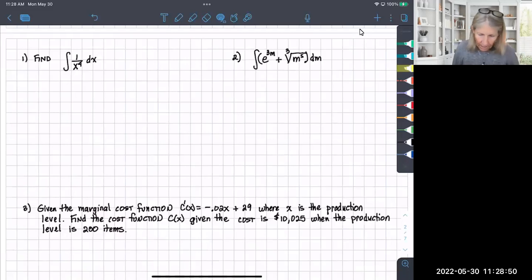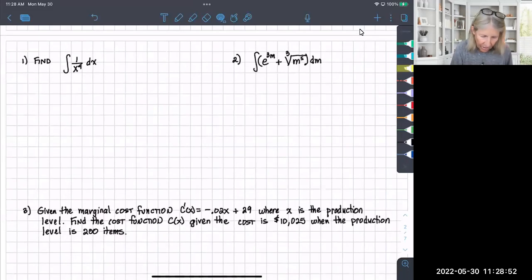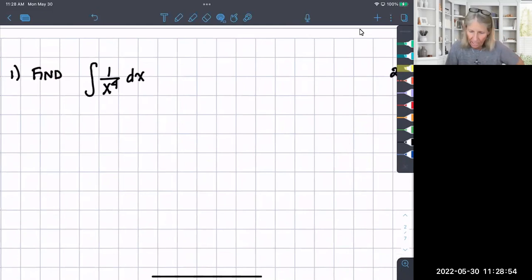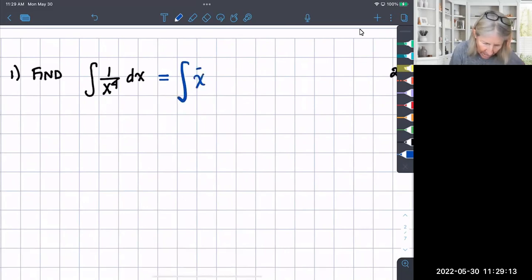Okay, so we're going to start with chapter 4, which was the introduction to antiderivatives and working backwards from derivatives back to the original function. So this particular problem, the integral of 1 over x to the 4th, is asking you to find the function that has a derivative of 1 over x to the 4th. So just like derivatives, we need to rewrite this. I'm going to bring the x up. So I'm going to write it as x to the negative 4 dx.